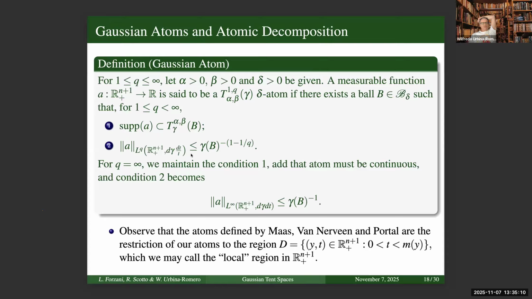If the case is Q infinity, remember the previous is just for Q bigger than 1 and less than infinity. So for Q infinity, we have the same condition for the support. The support has to be in the tent based on B, but then this condition has to be changed a little bit to this one. If Q is infinity, this term is not here, but it's just the Gaussian measure of the ball to the negative one.